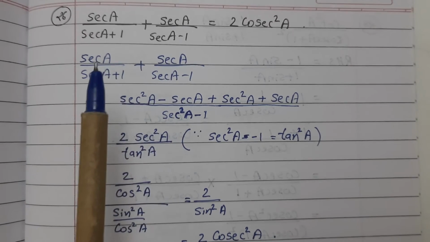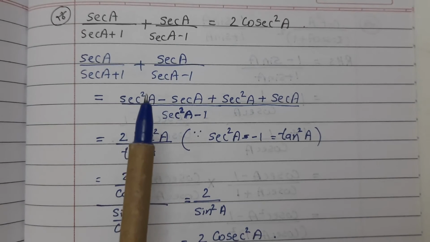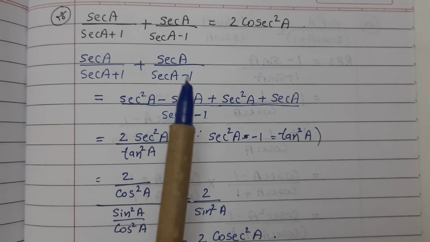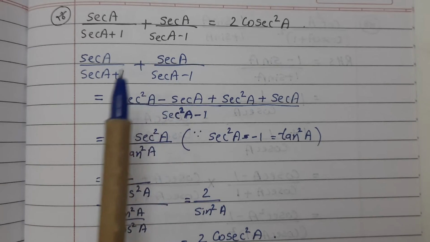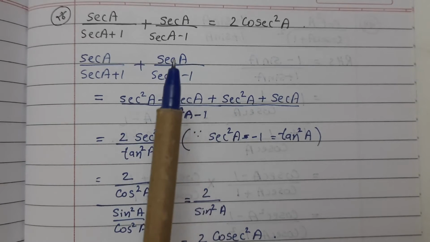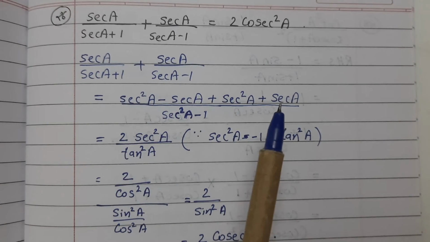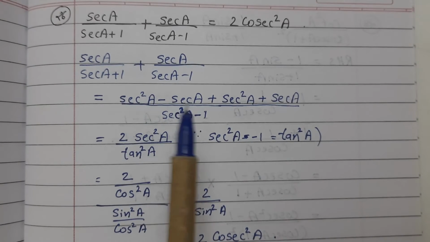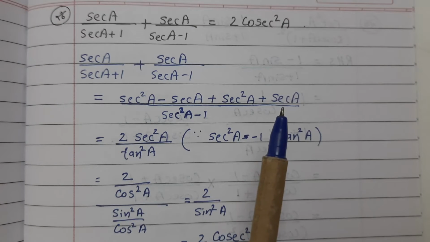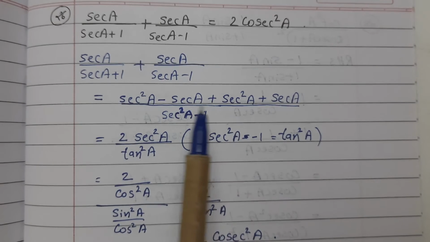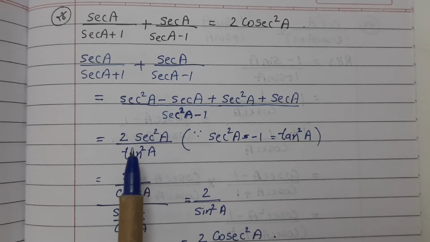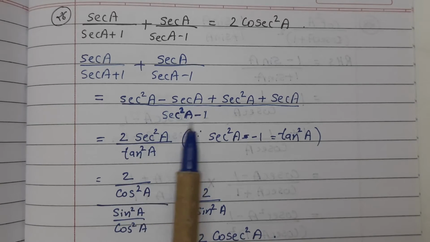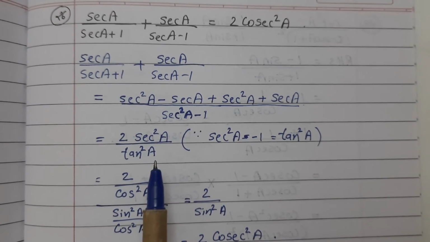We get sec A into sec A, sec square A, minus sec A into 1, sec A. Sec A into sec A, sec square A, sec A into 1, plus sec A. Minus sec A plus sec A get cancel each other. Sec square A plus sec square A, 2 sec square A. Sec square A minus 1 is tan square A.